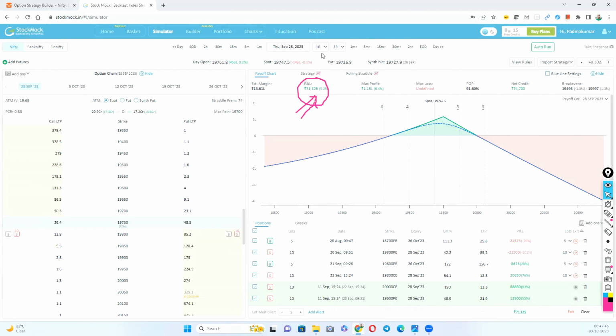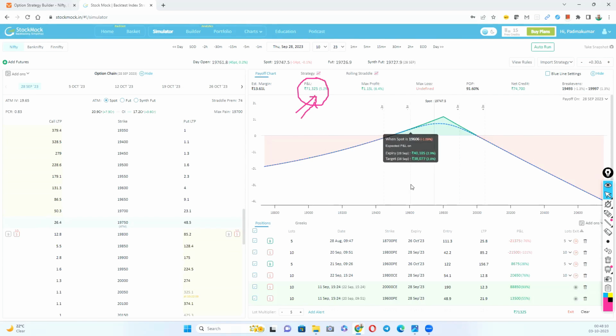On expiry day, with the same strategy, I booked a loss of 28,000 on one set and another set I booked a loss of around 32,000. But the same set I have taken on the stock market simulator, and I provided all the rules on how to make adjustments. Now it's showing a profit close to 71,000.